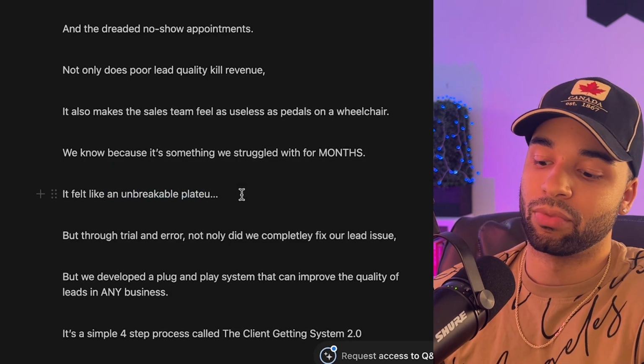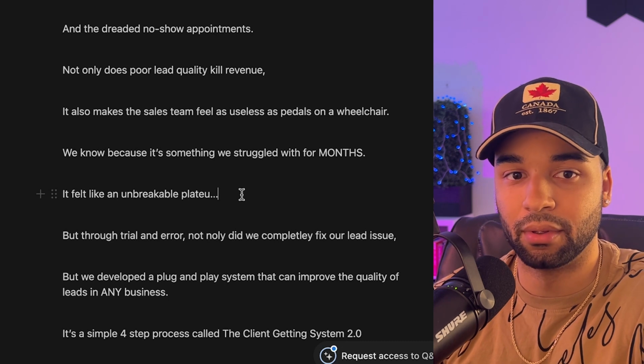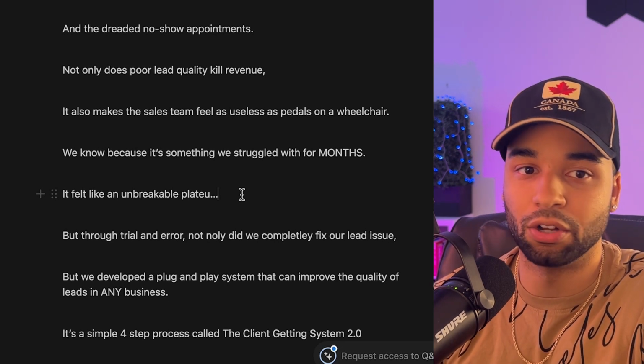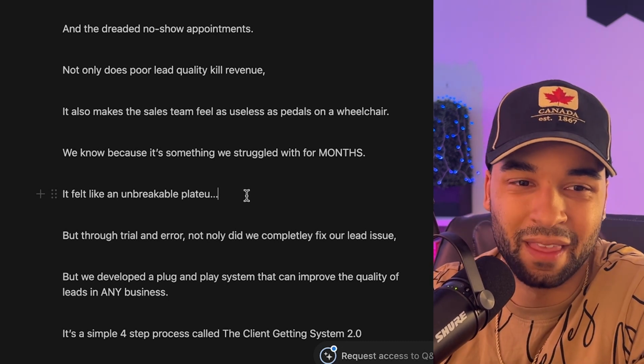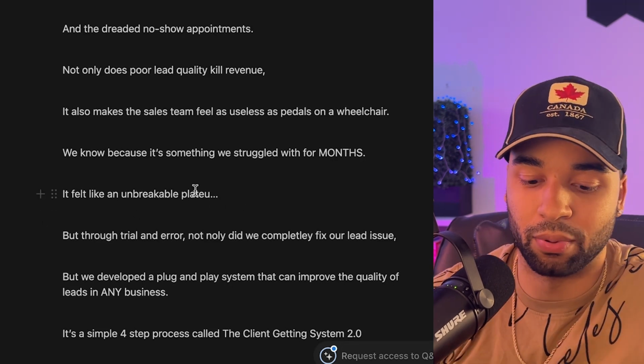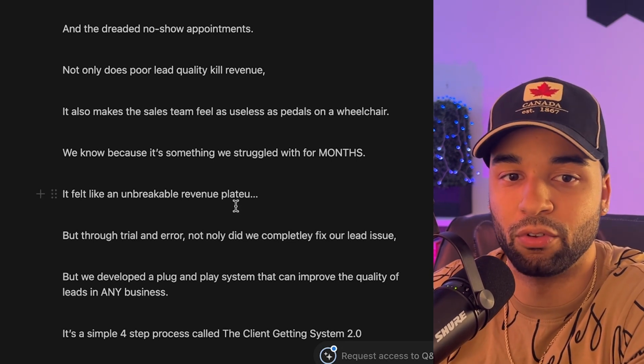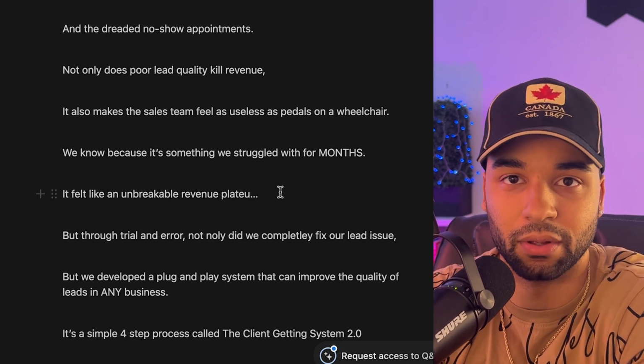So remember, the goal of the agitate is to essentially describe how it shows up in their life and also how it feels, which is what I'm doing right here. It felt like an unbreakable plateau. I'll put revenue plateau because that makes more sense. Unbreakable revenue plateau. And that's what a lot of business owners feel, right?